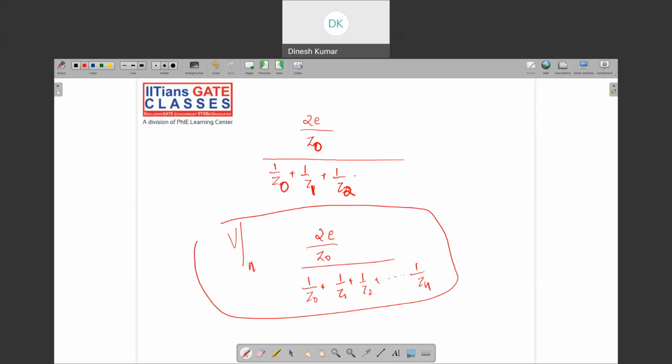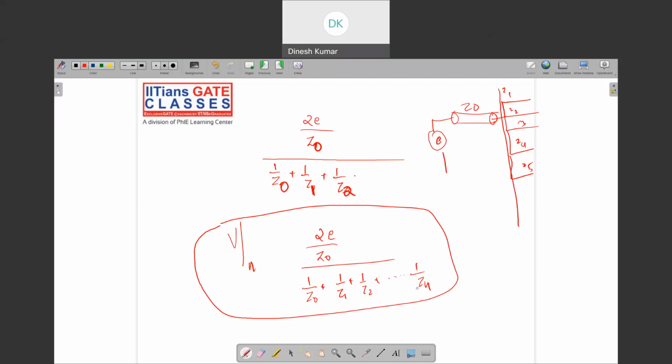Now we can find something like this. A surge E is coming here, then there is a transmission line of surge impedance Z0. Then it goes through n transmission lines, 1, 2, 3, 4, each having surge impedance Z1, Z2, Z3, Z4. We can find the voltage at this node, which is transmitted across all the transmission lines: 2E by Z0 divided by 1 by Z0 plus 1 by Z1 plus 1 by Z2, etc.